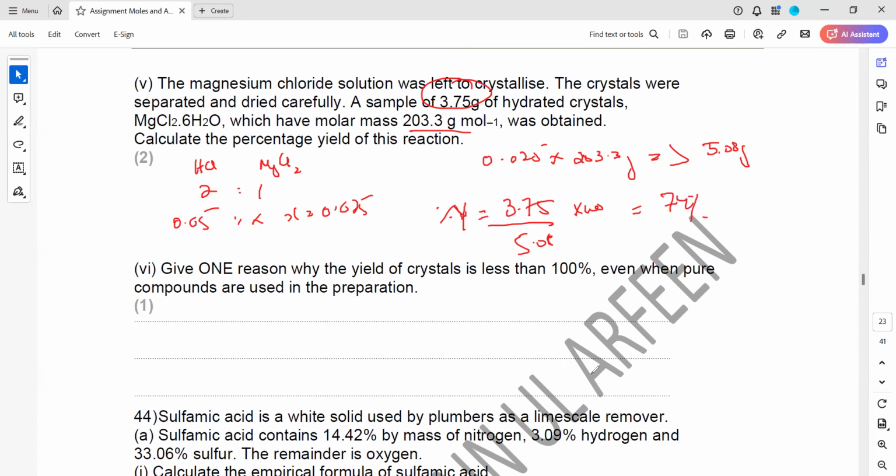And why do we practically get less as compared to what we should get? Because whenever crystallization is done, not all the product crystallizes, some still remains in the solution. Or when we are filtering, some of the solution is left on the filter paper, as the filter paper soaks some of the solution. So that's also a loss in the mass.